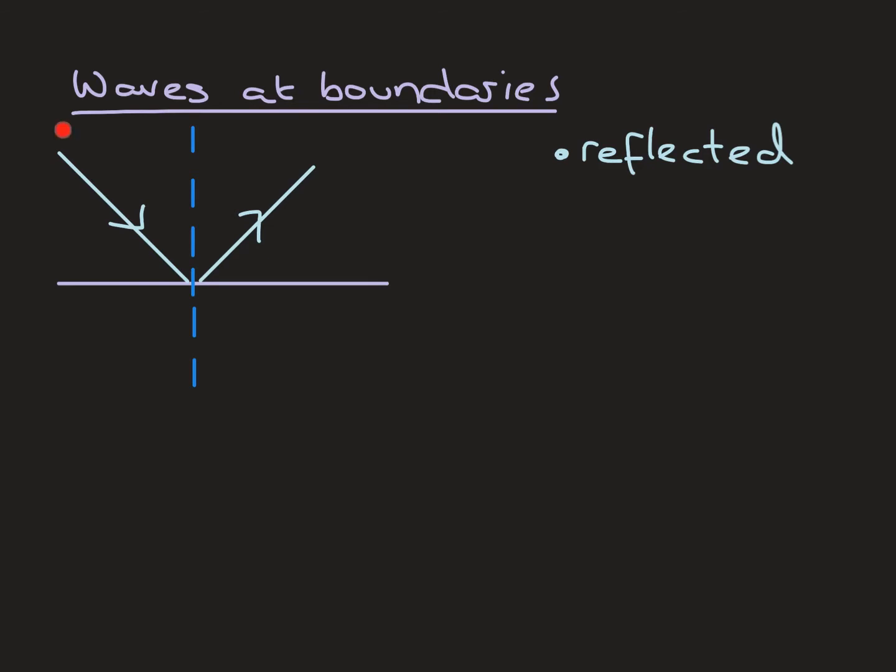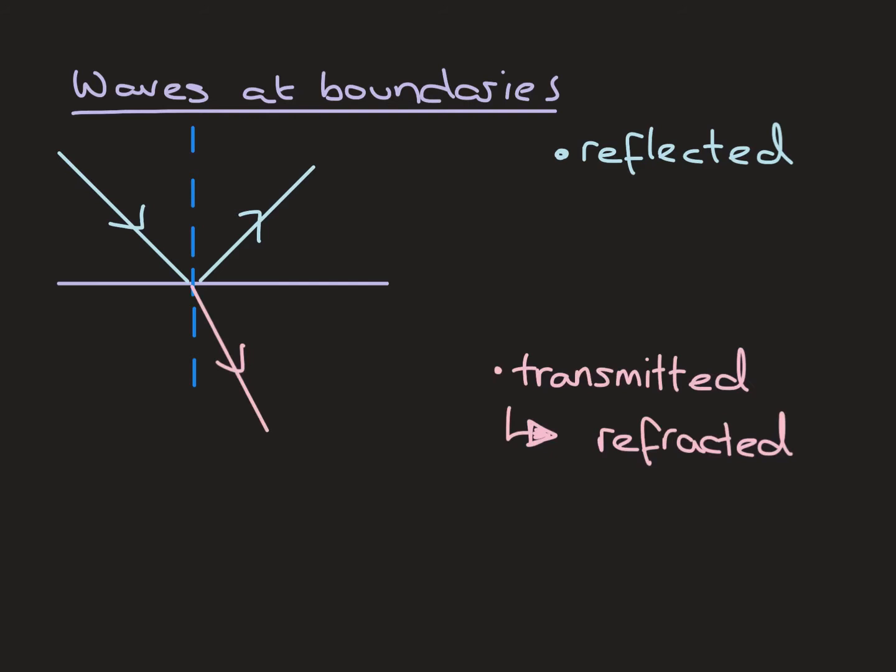If a wave reaches a boundary between 2 materials, so this is one material and this is another material, at that boundary 3 things could happen. First of all, the wave could be reflected, so it bounces off and travels back in the other direction. Or the wave might be transmitted, it might pass through the boundary into the next material. If it has been transmitted through the boundary, it might also be refracted, and you might see that the wave changes direction.